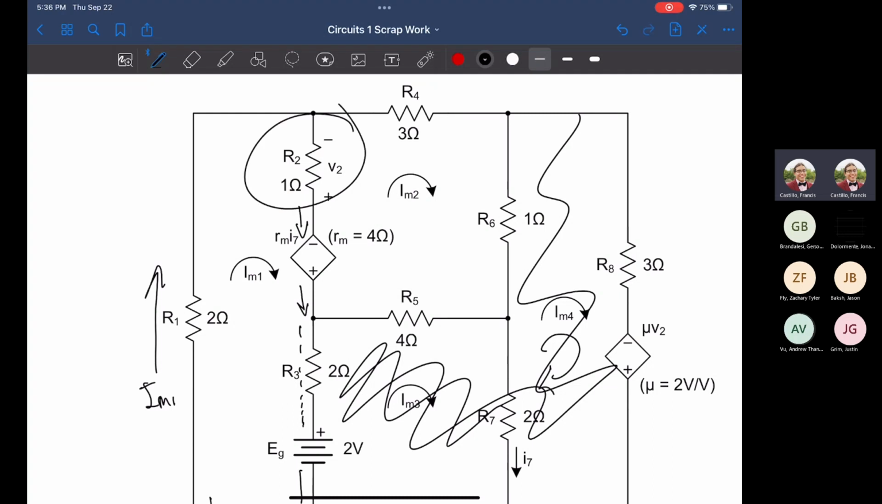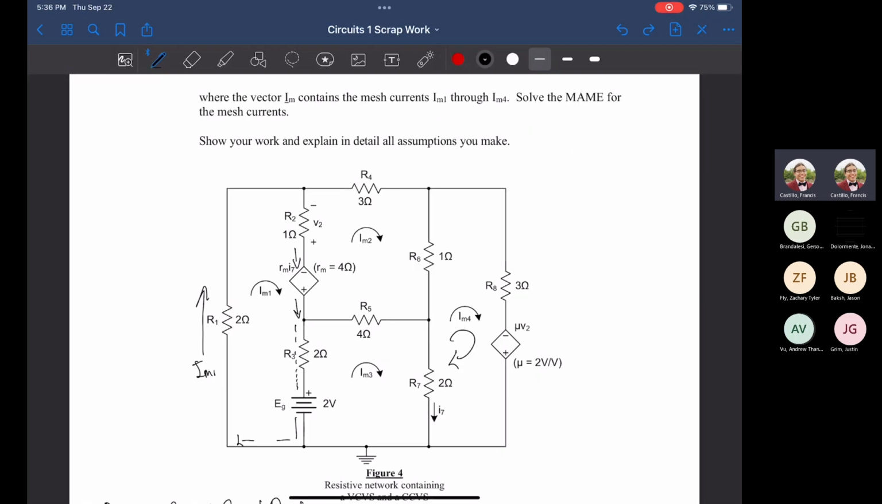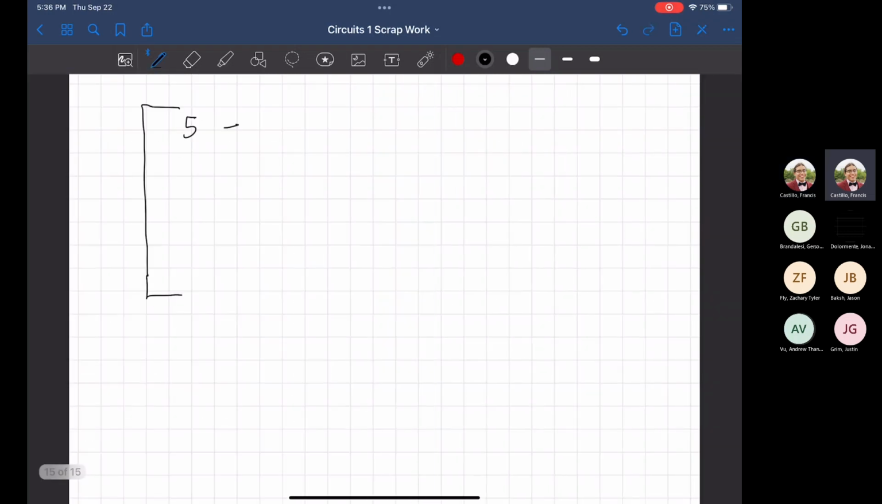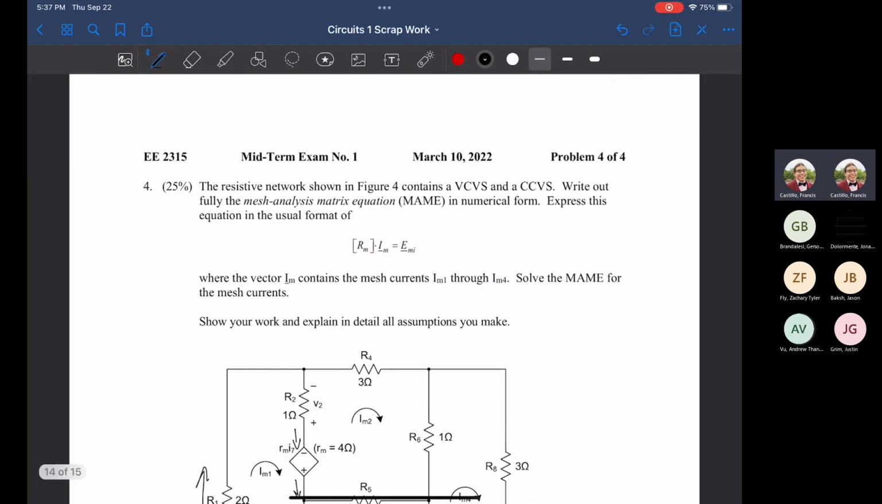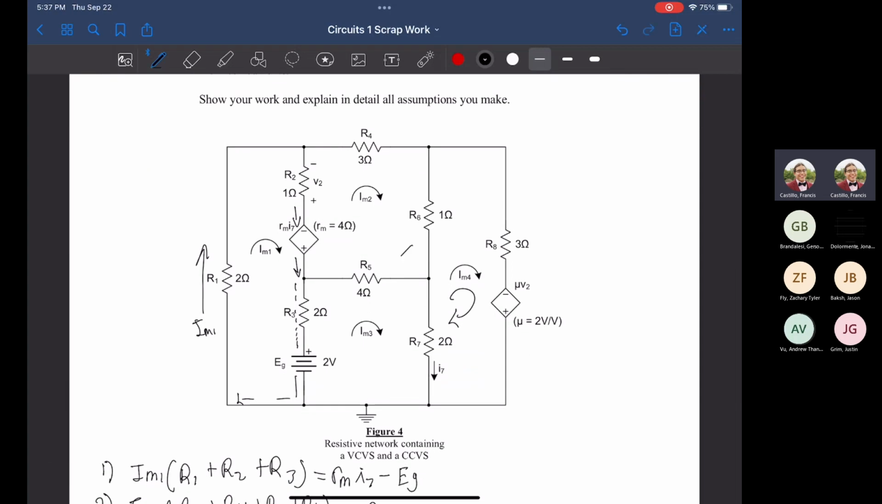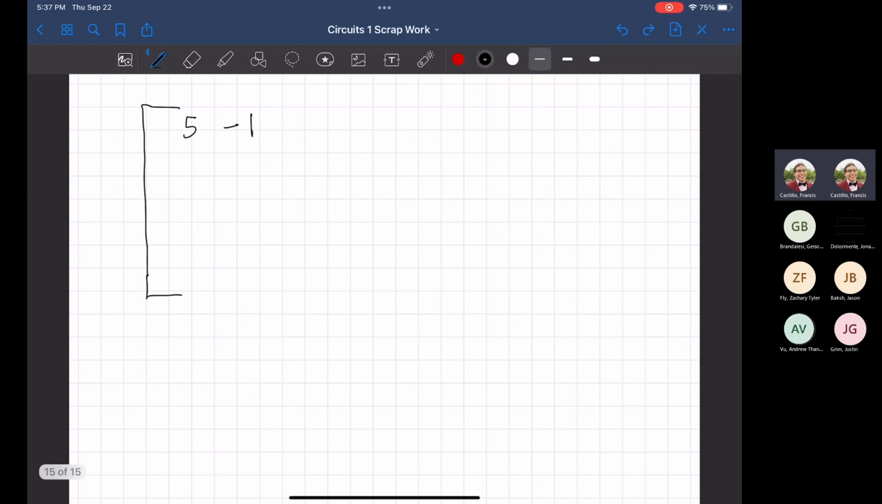R2 is being shared, so we write that as a difference between them, which is just going to be -1. Now we apply the same thing here. Between mesh 1 and 3, guess what? It's R3. We're going to write that as a difference there. But between mesh 1 and 4, there's nothing being shared. So what do we put? It's going to be 0. So what we just did is going to be -2 and 0. And that is our first row done.